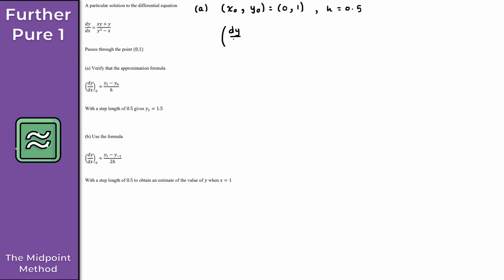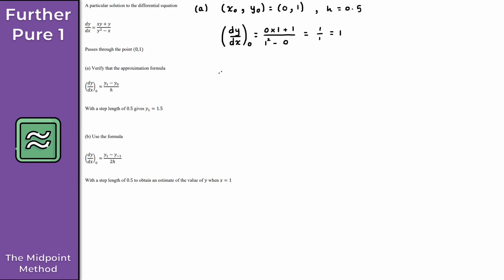So dy by dx here at x equals x0 is equal to, so we can easily obtain this by using this given differential equation here and just substituting in the values of x0 and y0. So xy is 0 times 1 plus y, which is 1, all over y squared, so that's 1 squared, minus x, which is 0. Okay. And if we simplify this, nice and straightforward, we get left with 1 over 1, which is just 1. Okay. So that gives us dy by dx at x equals x0.